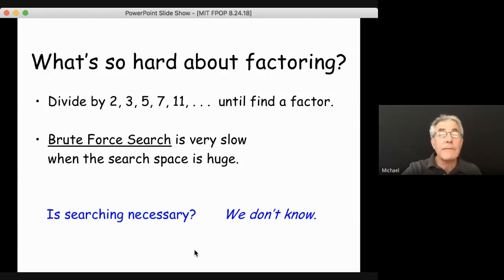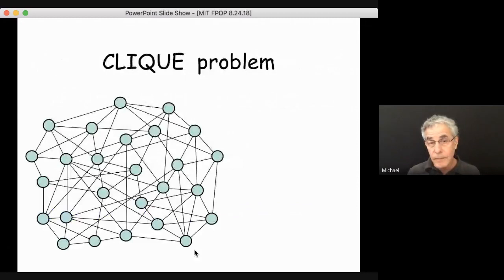And this is a pervasive notion. Searching comes up in many, many other problems too that you might want to solve, say on a computer. Let me give you another example, which looks very different from the factoring problem, which we're going to call the clique problem. So the clique problem is here. I'm going to give you a network of these nodes and lines connecting the nodes. Sometimes we call it a graph.